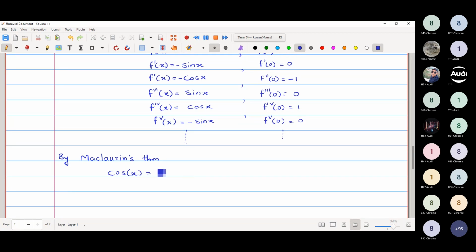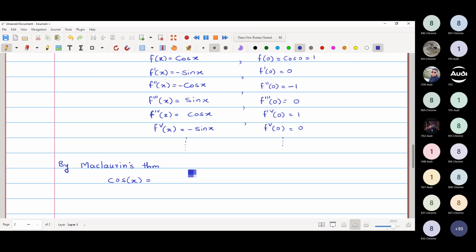Can you tell me what is the first term? F of 0, how much did it come? 1. Look, are all the odd values 0? Can you observe? Yes, sir. All the odd values are 0, only the even ones will exist. So directly the next term will not be x, it will be x square, and it will be minus. So can I say it is minus x square upon 2 factorial?